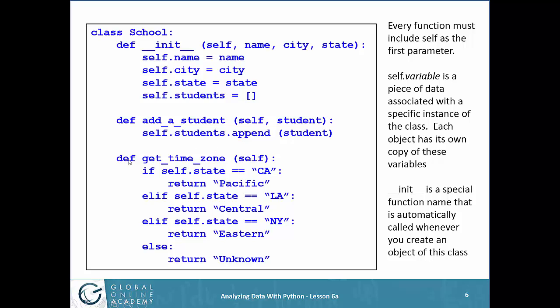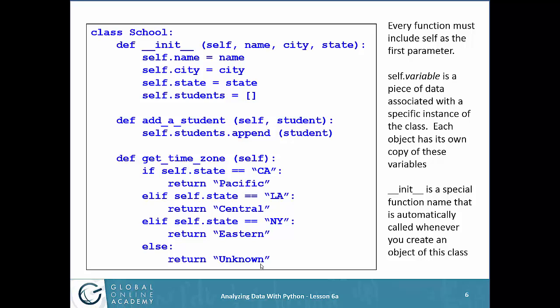And maybe I've got another function called get time zone. This time all I'm giving it is self, and I check if self.state is California, I'll make the time zone be returned as the word Pacific. And if the state was Louisiana, I'll return Central. If the state was New York, I'll return Eastern, and anything else I'll return unknown.